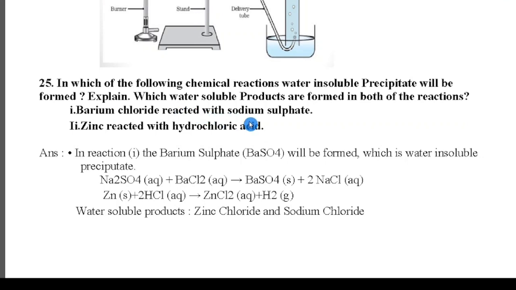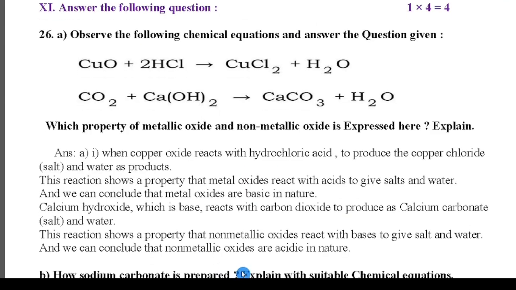Barium chloride reacted with sodium sulfate, zinc reacted with hydrochloric acid. So in reaction number 1, barium sulfate will be formed, which is a water insoluble precipitate. I have given the equation. The water soluble products are zinc chloride and sodium chloride. So you practice this.